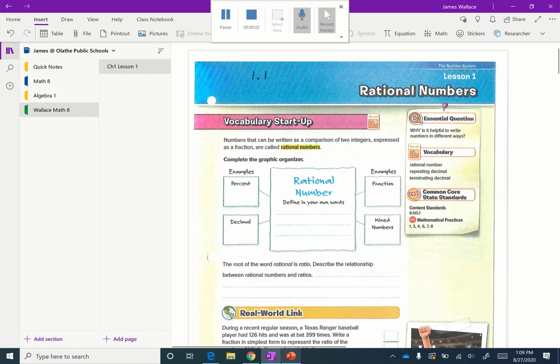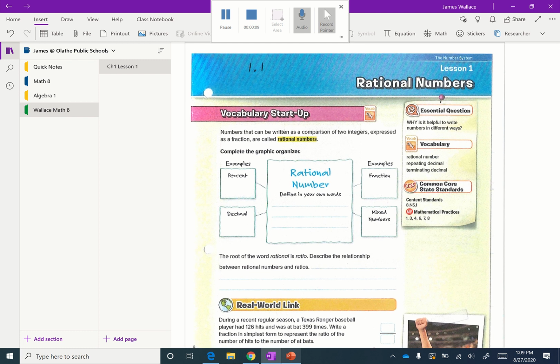Hey guys, so this is our first lesson. It's on rational numbers. To start, we're going to get the definition of rational numbers, which is right here. I would go ahead and put this definition into your notes.